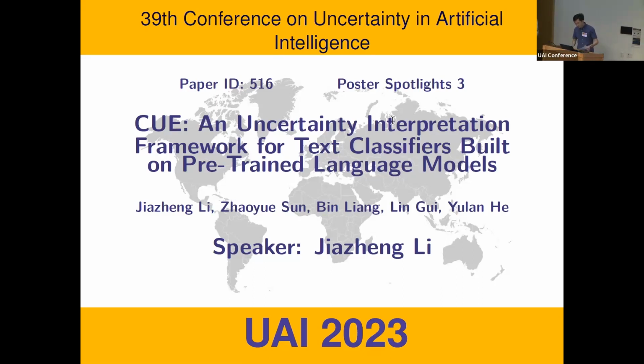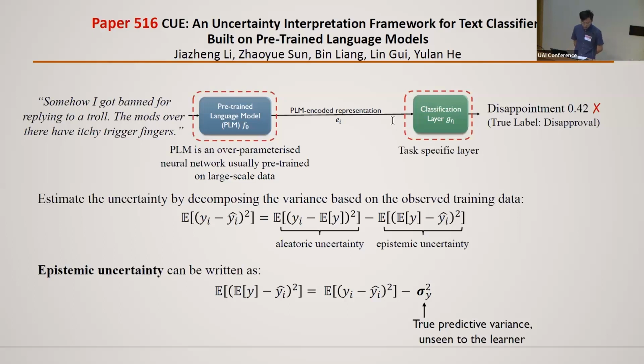Hello, everyone. I'm Jiajing Li from King's College London. So the current PLM-based text classifiers tend to overestimate the predictive confidence when making false predictions. So as shown in this example, a BERT classifier trained on the GoEmotions dataset gives a highly confident prediction on the wrong label disappointment rather than the correct label disapproval.